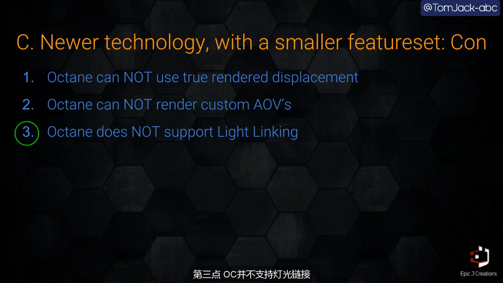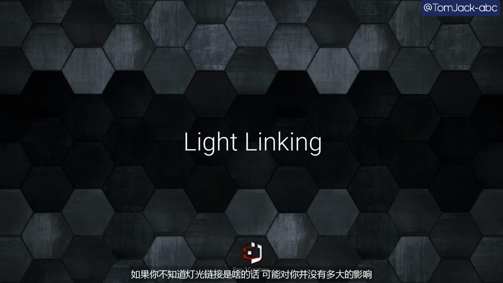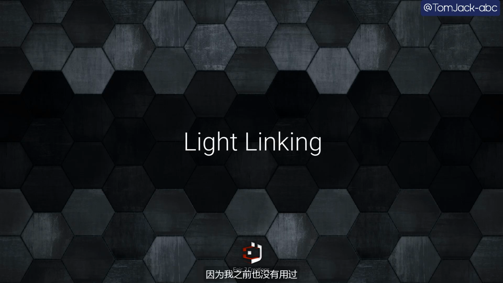Next up, Octane does not support light linking. Again, if you don't know what light linking is, it's probably not going to affect you much at all. This is basically the ability to link lights together, so I can change one light and that change will affect all the linked lights. This can be really handy if you have, say, 50 spotlights shining everywhere and you want to control them all at once based off one light. Now, Octane does not support that. But then again, I really don't think Cinema 4D supports that either. I could be wrong, though. I've never used it. So for me, this isn't a big deal either, because I've never had a need for it. But again, this is something to be aware of.